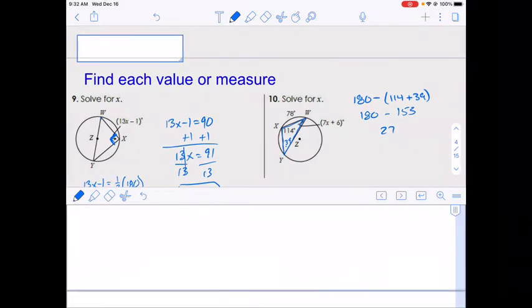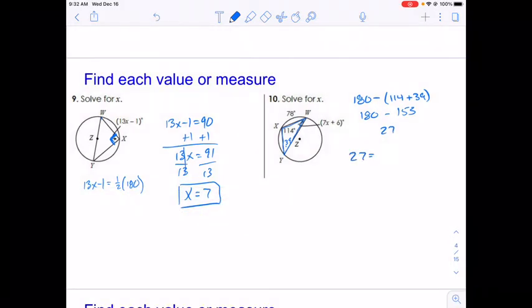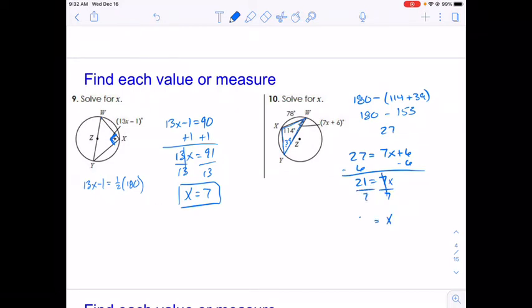So what we can do is we can just say 27 is equal to 7x plus 6. Subtract 6. 21 is equal to 7x. Divide by 7. X is equal to 3. So that's another way to do that. Okay. You could also have said that 39 plus 114 plus 7x plus 6 is equal to 180 and solve.